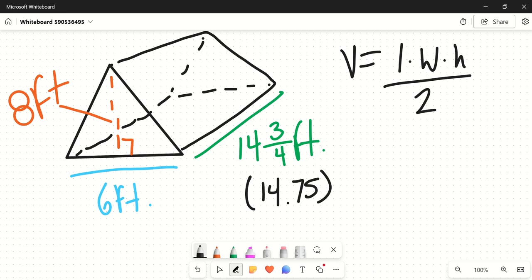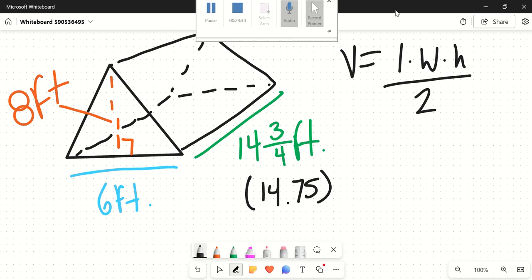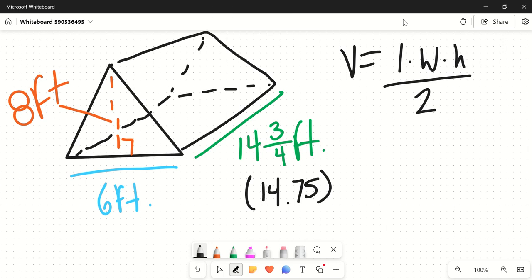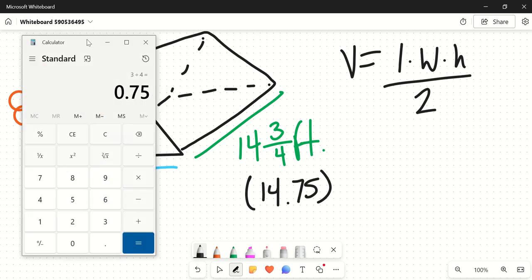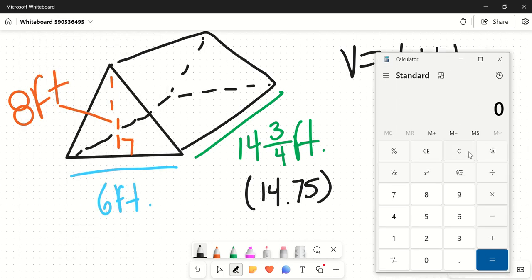With your group, find the volume of this tent, please. So, to find the volume of a triangular prism, again, you multiply length times width times height and then divide by 2. Pixar, I'm going to pick on your group. You guys did this, correct? Yes? Okay, so on a calculator, what did you do first? Okay, so you did 14.75, correct? Times 6. And that gave you 88.5.